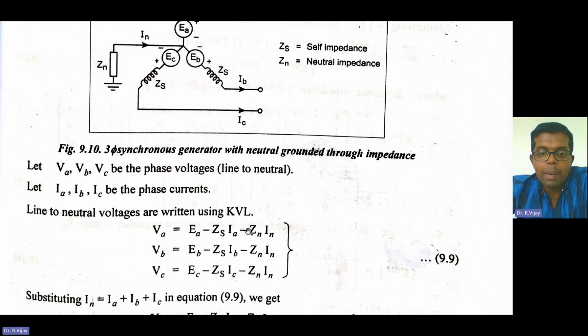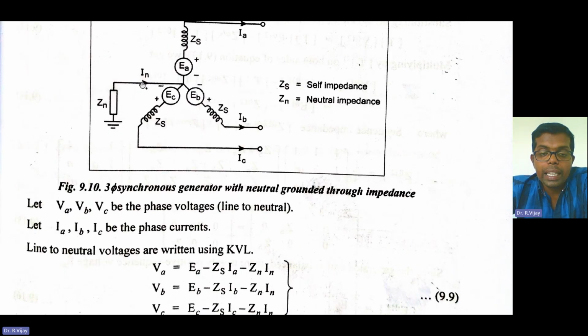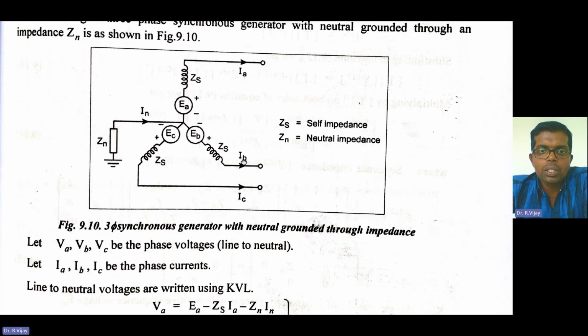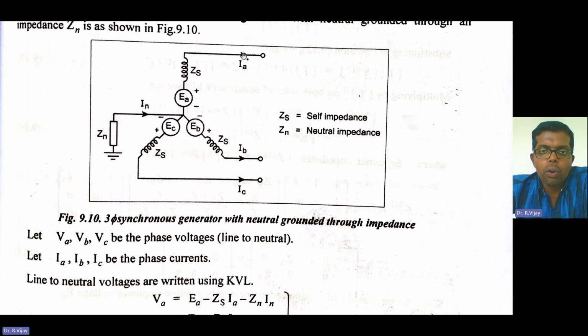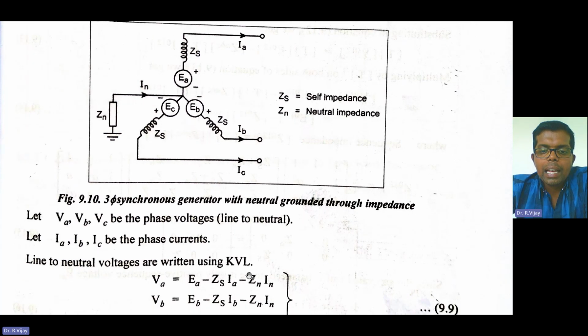So why is it minus here? This current is flowing in this direction, so here it is minus ZN into IA. Here also the current is flowing in the outward direction, so minus ZS into IA. If the current is flowing in the other direction, then it is plus ZS into IA. With the current flowing in the reverse direction, here it is minus ZN into IN.